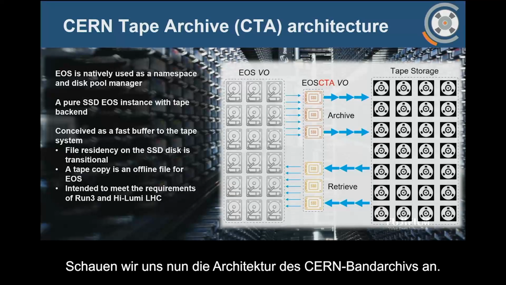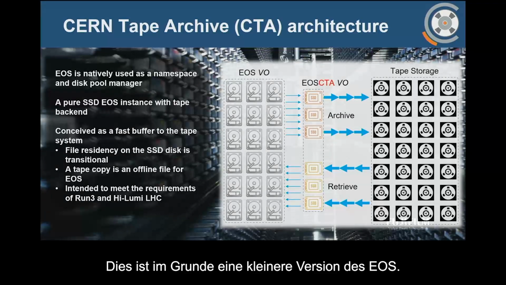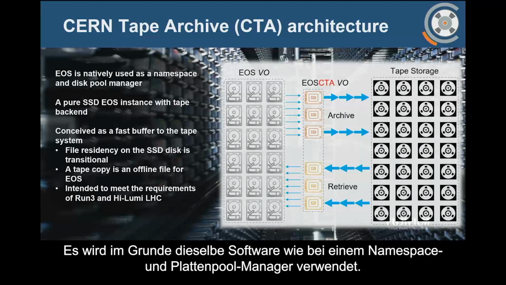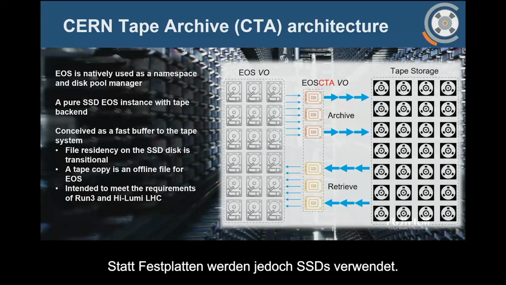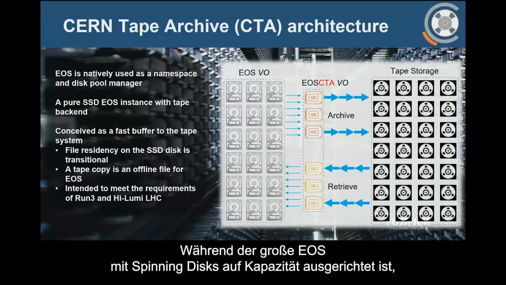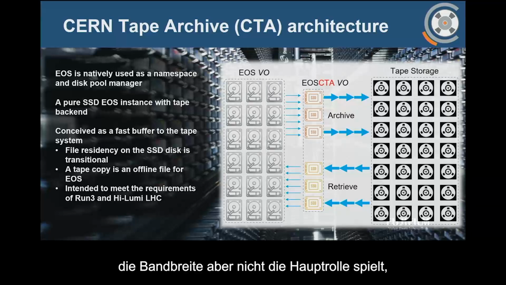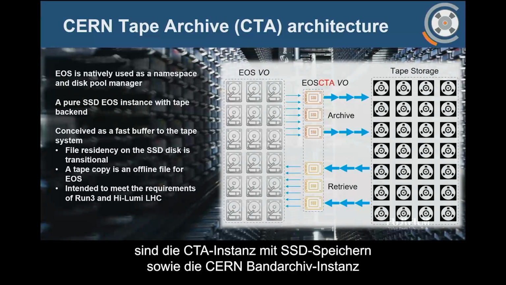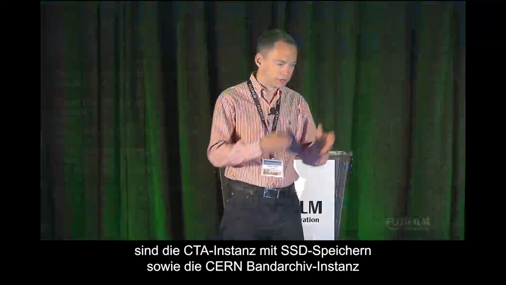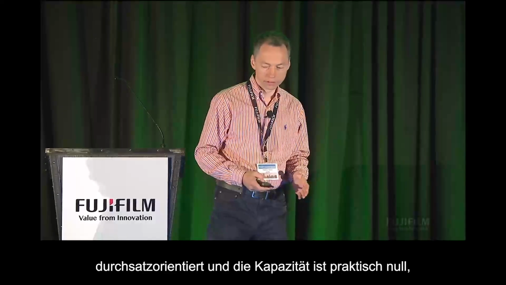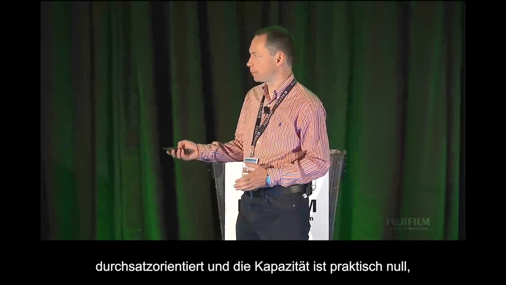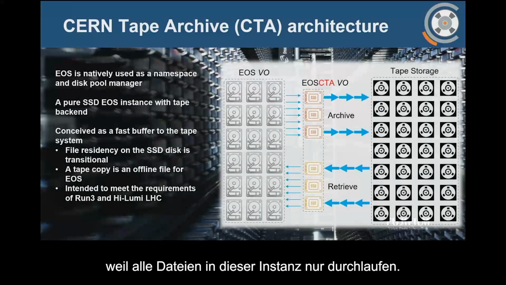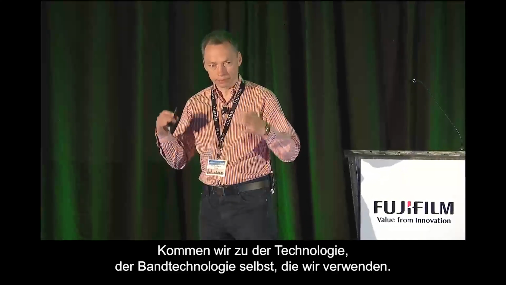Let's now have a look at the CERN Tape Archive architecture. This is basically a smaller instance of EOS. It's using the same software as a namespace and disk pool manager. However, instead of using spinning disks, it's using SSDs. So while the big EOS with the spinning disks is capacity oriented and the bandwidth is a byproduct, the SSD-based CTA instance, CERN Tape Archive instance, is really throughput-oriented, and there is essentially zero capacity because all files are just transitioning through this instance.